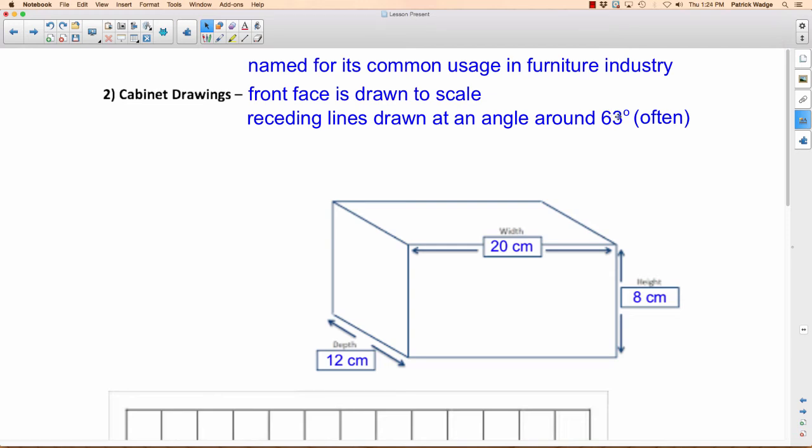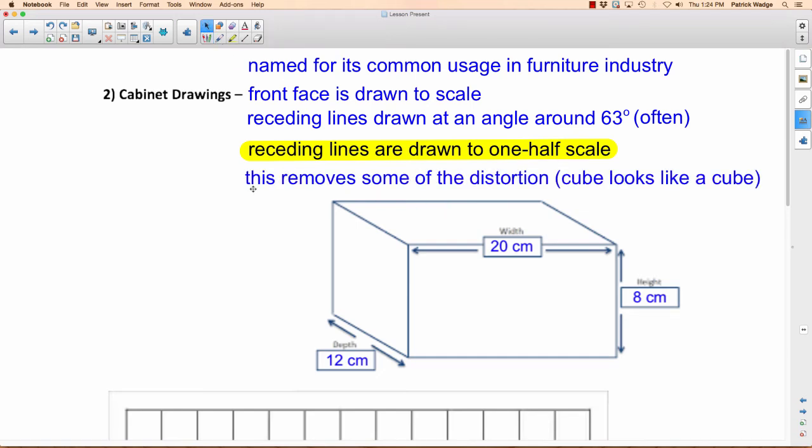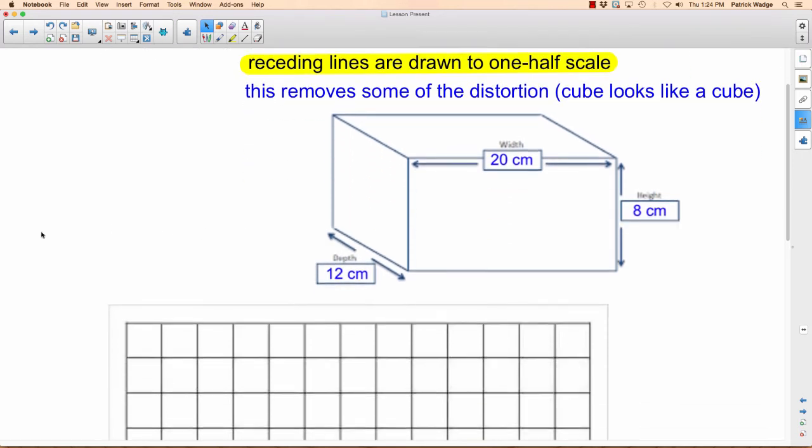I think we could do 45 again. It's not a problem. So I'm thinking maybe we'll do that just for comparison's sake. Maybe we'll use the 45 degrees again. It's easier too. And here's the big thing. Highlight this or something. The receding lines are drawn to 1/2 scale. You only do a 1/2 scale when you're going back. So that's going to try to make it look less distorted. And this removes some of the distortion. As I said, the cube will actually look like a cube. Well, we hope so. Let's see.